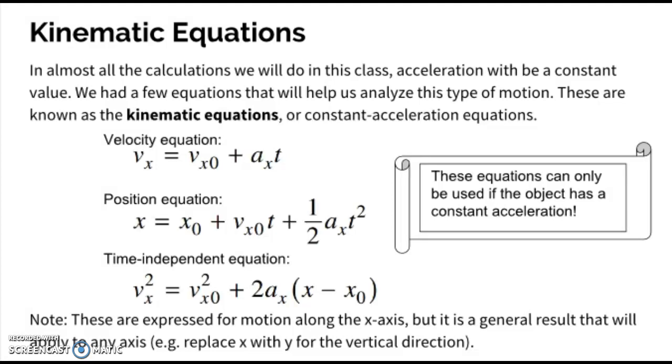This basically just takes the velocity equation, substitutes into the position equation, rearranges and solves. I call it the time-independent equation because this is the equation that does not have time. And this says that the final velocity squared is equal to our initial velocity squared plus 2 times our acceleration multiplied by our displacement.